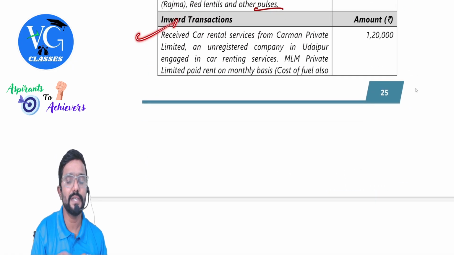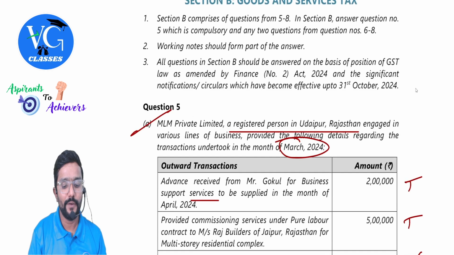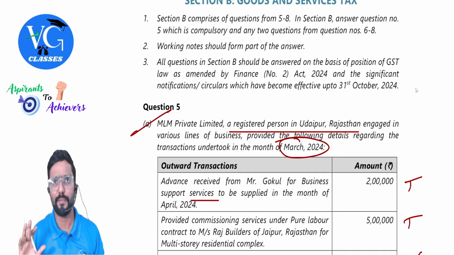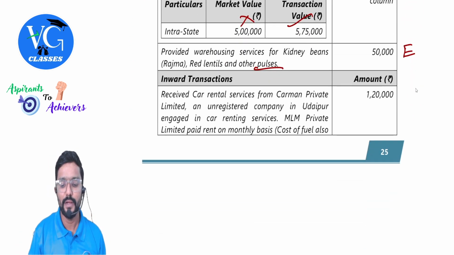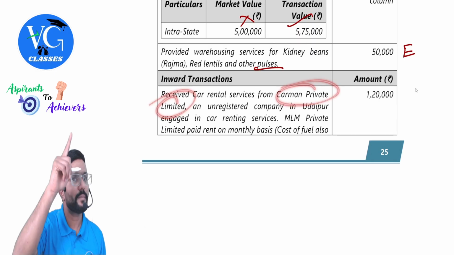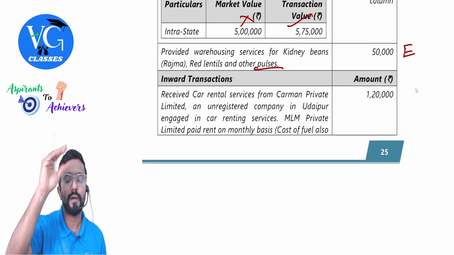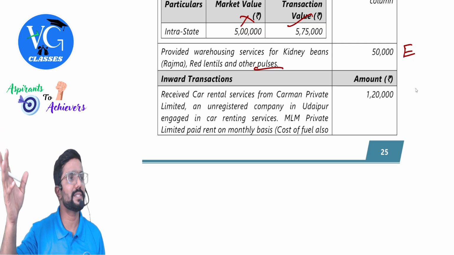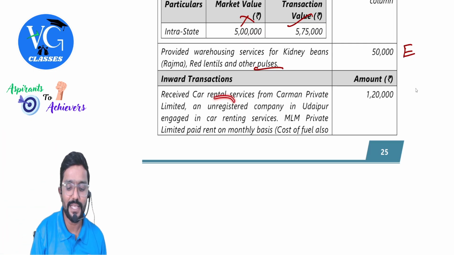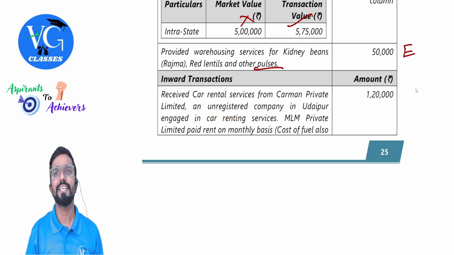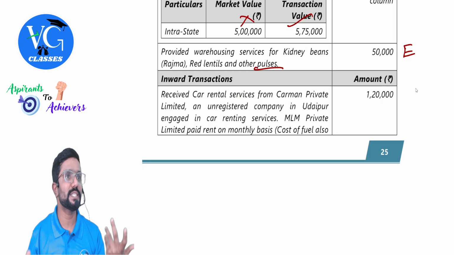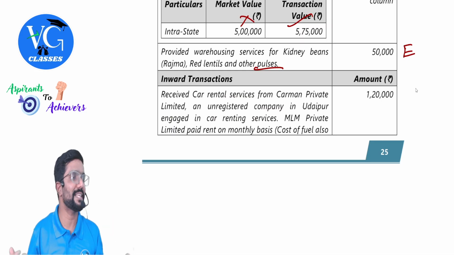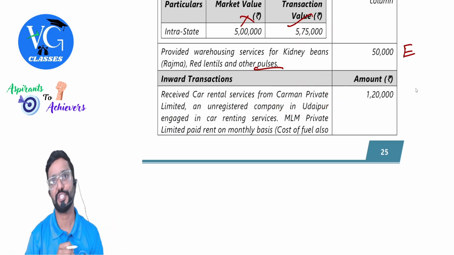This one. This is an inward supply, guys. So for MLM Private Limited it is an inward supply. Now, who is the supplier? Karman Private Limited, body corporate. If the supplier is a body corporate, RCM is not available. Then if not RCM, what's FCM? But this guy is unregistered. So should he pay tax? No. FCM is applicable, but not taxable because the supplier is not registered. Hence, not taxable.